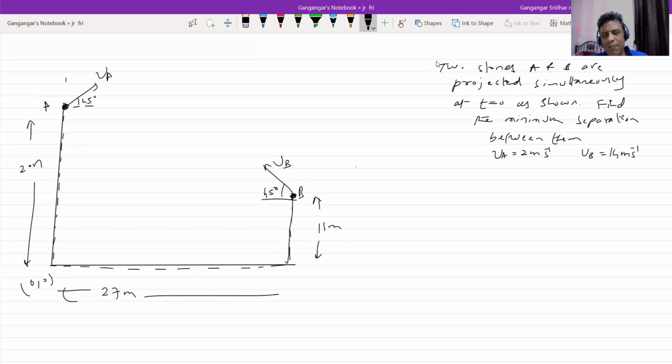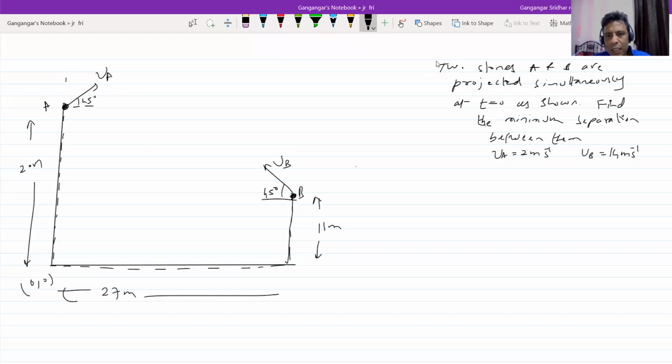Straight away, what to do with gravity? I think nothing to do, no? Just say goodbye to gravity here, because the acceleration due to gravity of both will act downward. So the relative acceleration will be 0. It's only like a relative velocity motion.